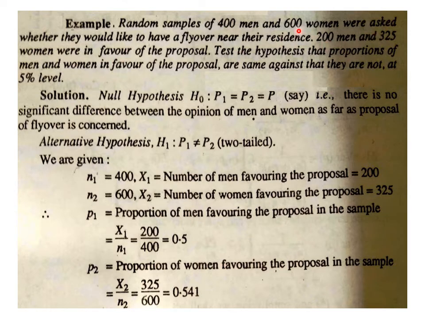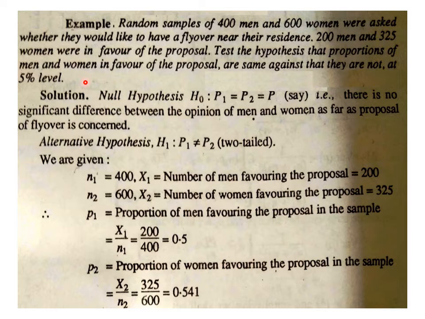Now we have to test the hypothesis that the proportions of men and women in favor of the proposal are the same against that they are not, at the 5% level. We will discuss what is written there about the 5% level at the end of the solution of this problem.